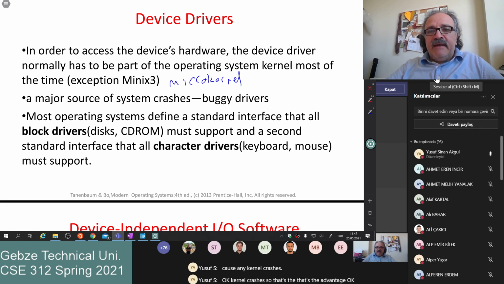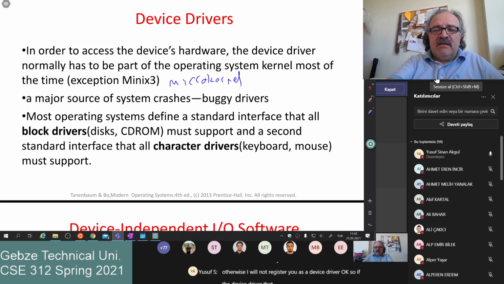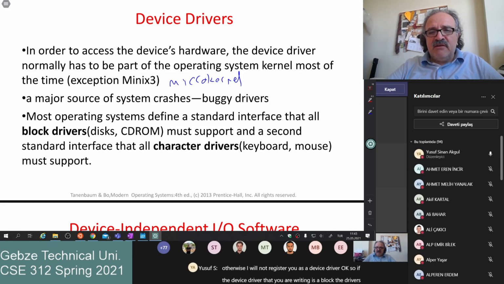Since the device drivers have to be written very carefully, the operating system designers usually restrict the device driver writers into a standard interface. They say that if you are writing a standard device driver, you have to follow these rules. Otherwise, I will not register you as a device driver. So if the device driver that you are writing is a block driver, such as disk or CD-ROMs, it has to be this structure. If it's a character driver, it has to be this structure. So the interface has to be clean. Interface has to be standard.